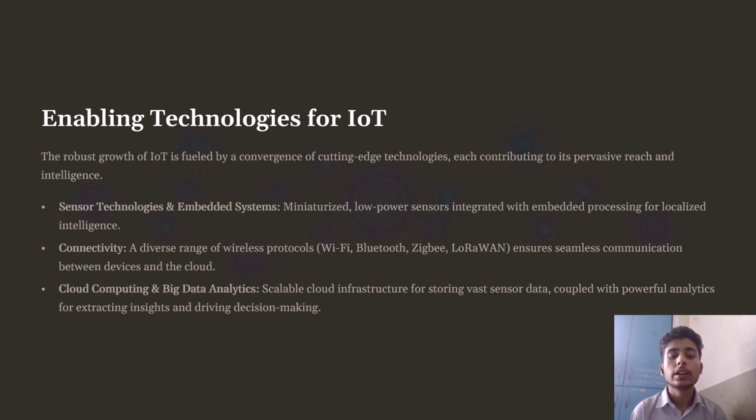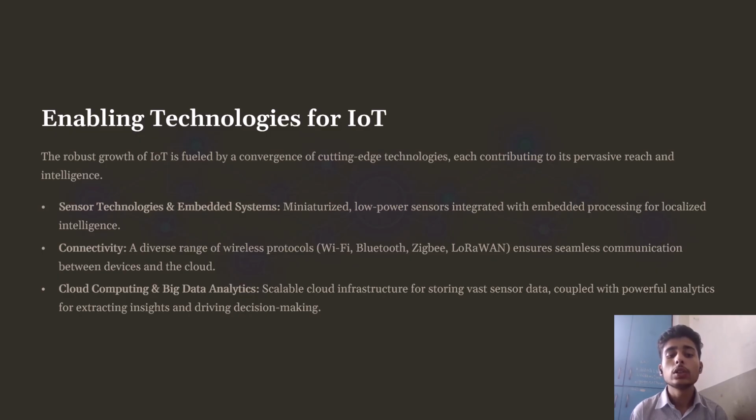Next is connectivity. So this technology consists of wireless protocols like Wi-Fi, Bluetooth, etc., and it ensures the wireless communication between devices and the cloud.